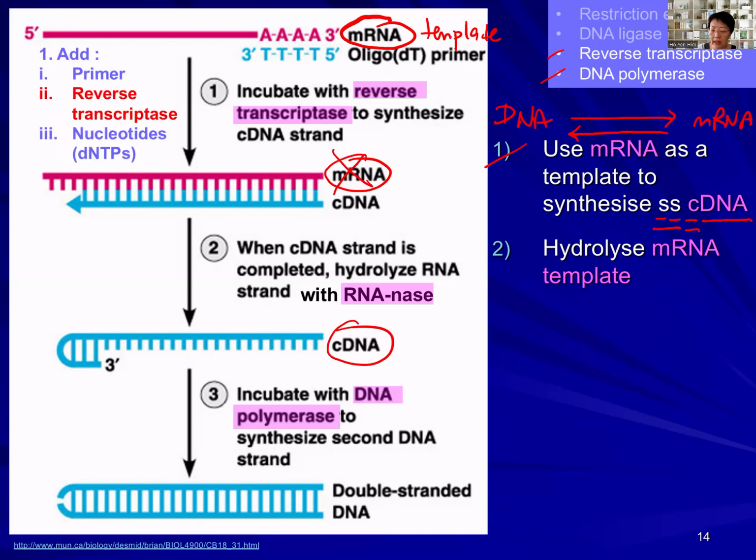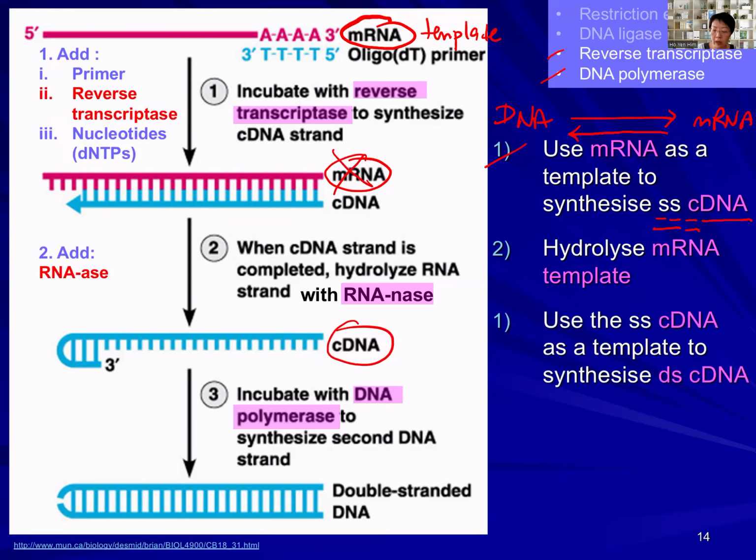Then using the cDNA as a template, we will synthesize the complementary strand so that eventually we get a double-stranded DNA, or in short, dsDNA. So this is the process of synthesizing double-stranded DNA from mRNA. So what do we need? Step number 1, in order to convert mRNA to cDNA, we need a primer, reverse transcriptase, and nucleotides.